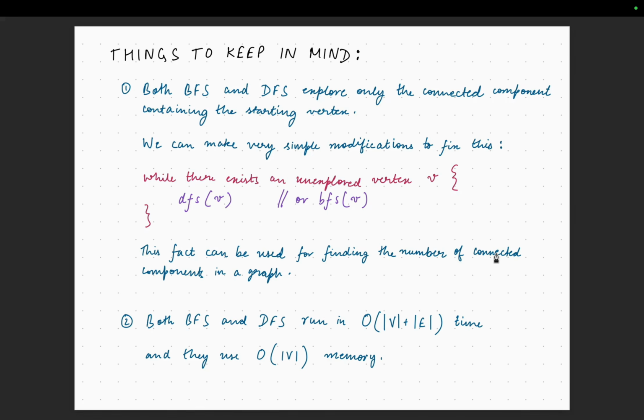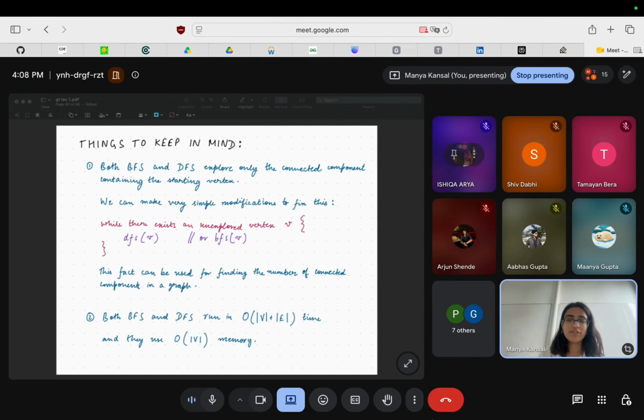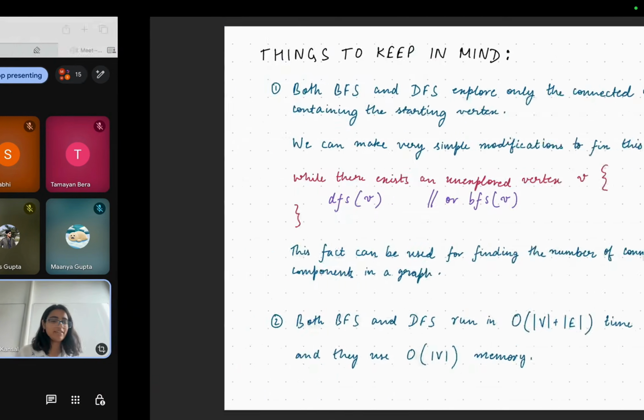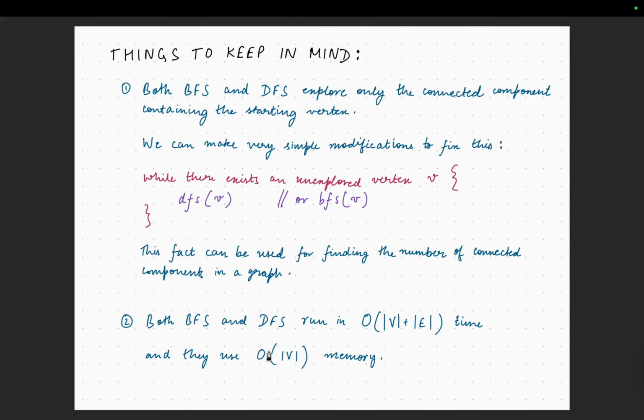So if you want to go from one connected component to another, you would have to add another edge between them. And another thing to note is the time complexity. Both algorithms run in O of V plus E time, where mod V is the number of vertices and mod E is the number of edges.